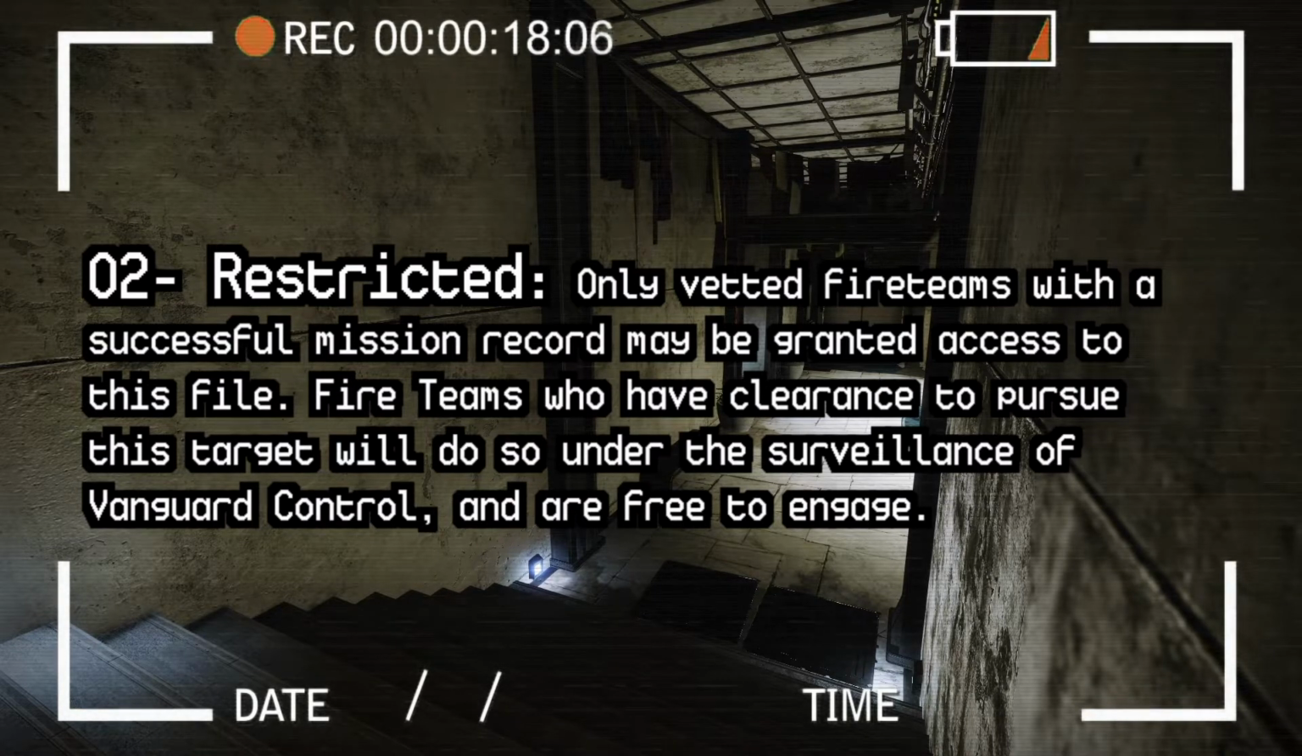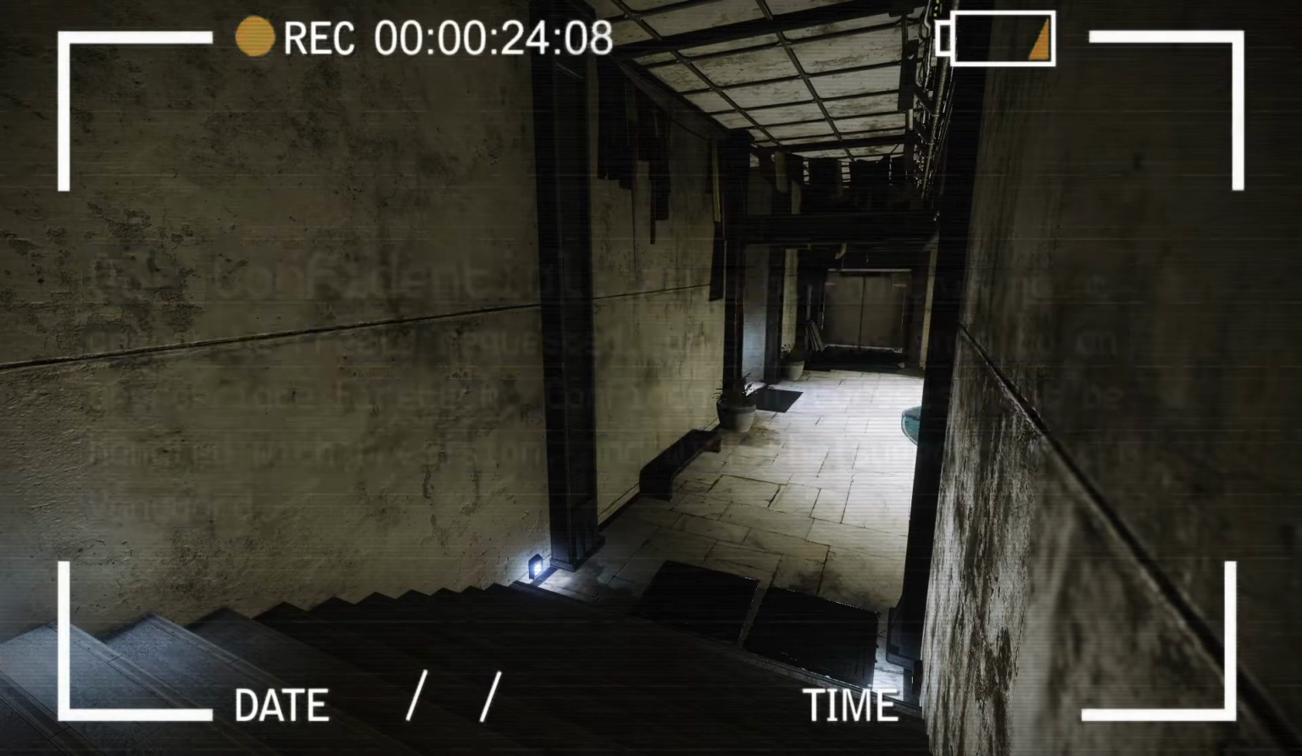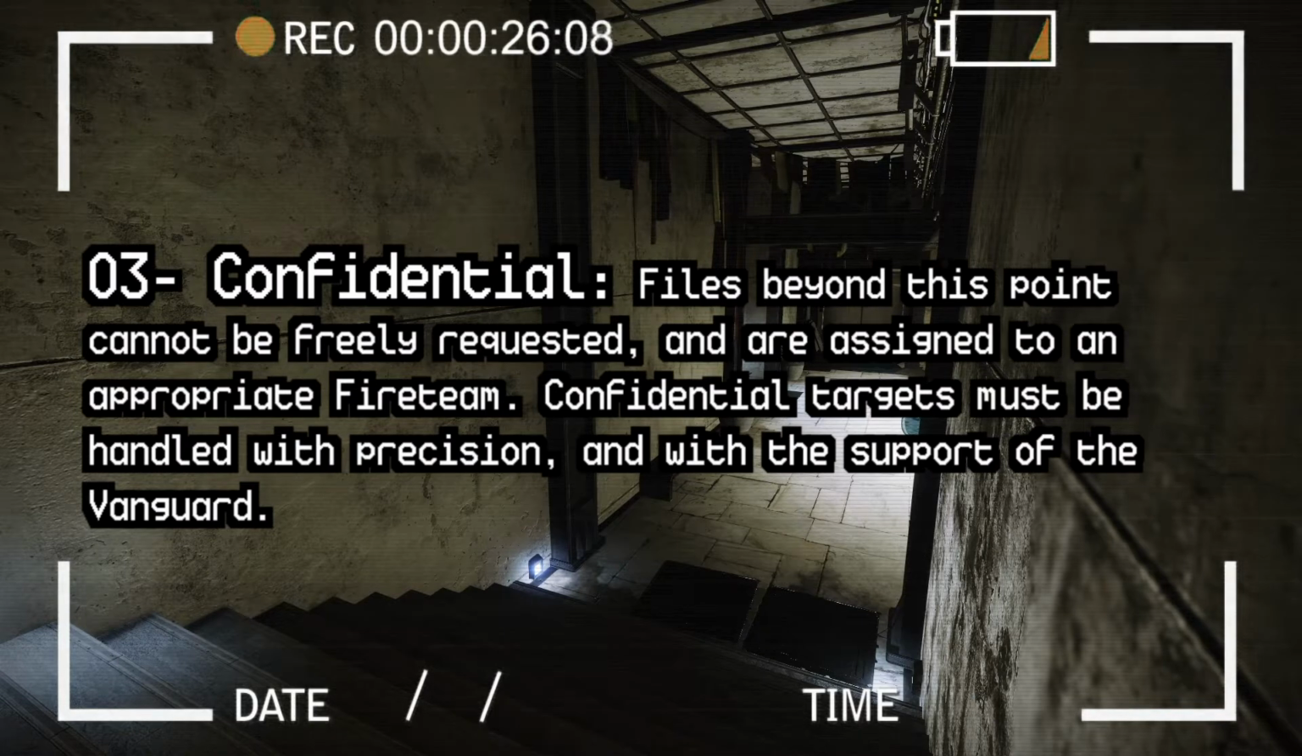02, restricted. Only vetted fire teams with a successful mission record may be granted access to this file. Fire teams who have clearance to pursue this target will do so under the surveillance of Vanguard control and are free to engage. 03, confidential. Files beyond this point cannot be freely requested and are assigned to an appropriate fire team. Confidential targets must be handled with precision and with the support of the Vanguard.